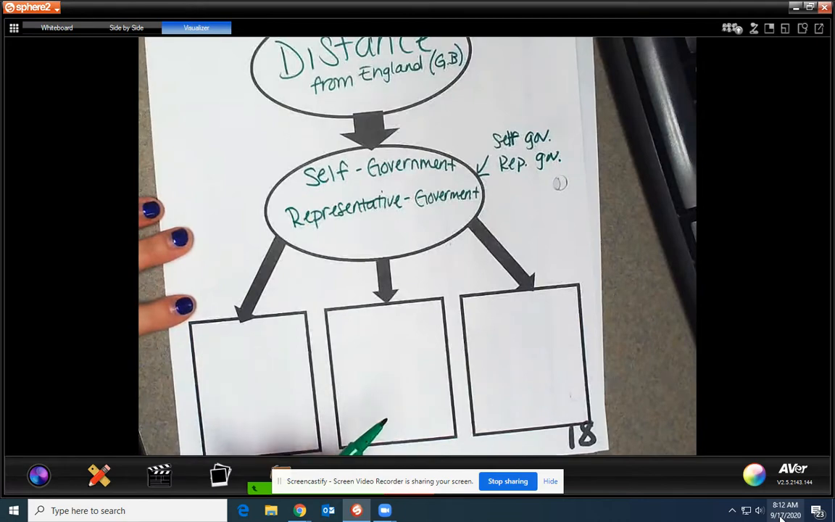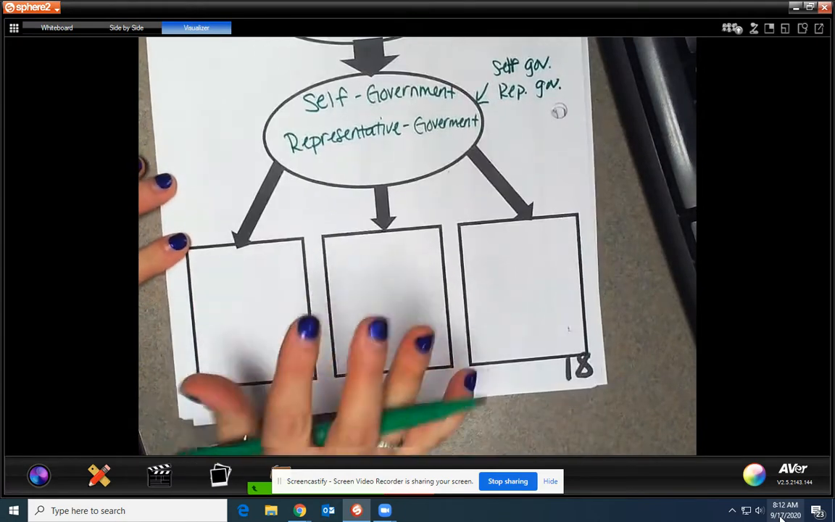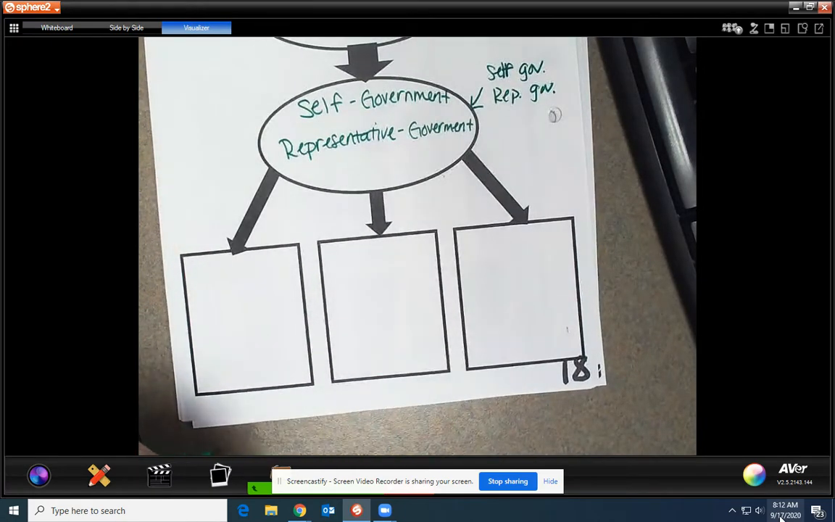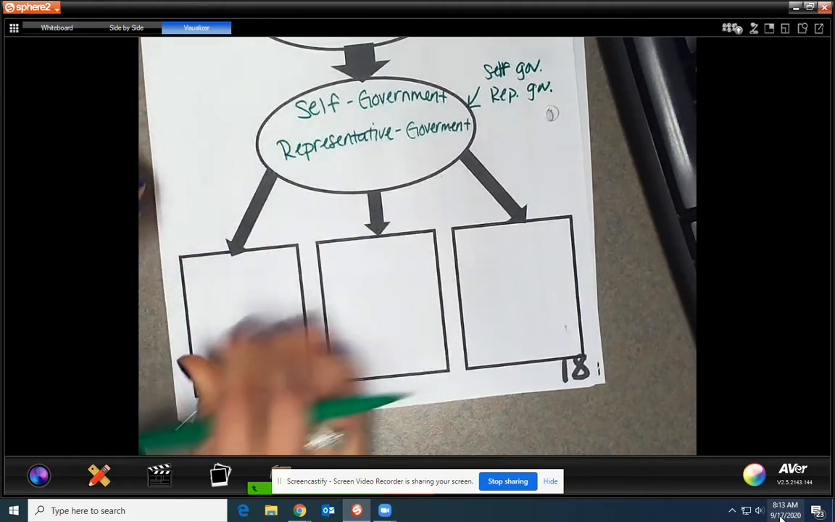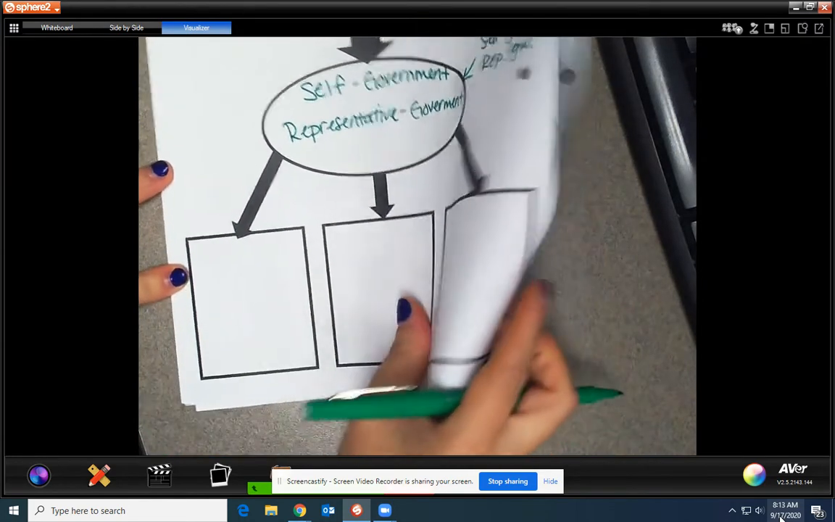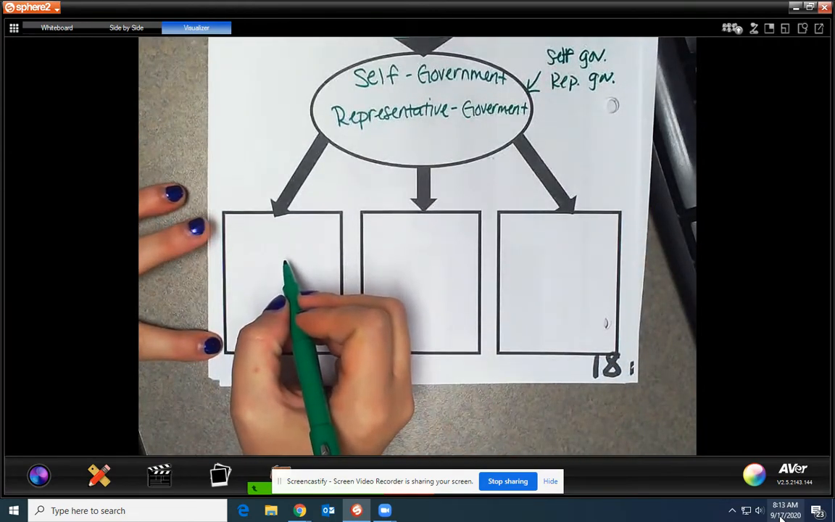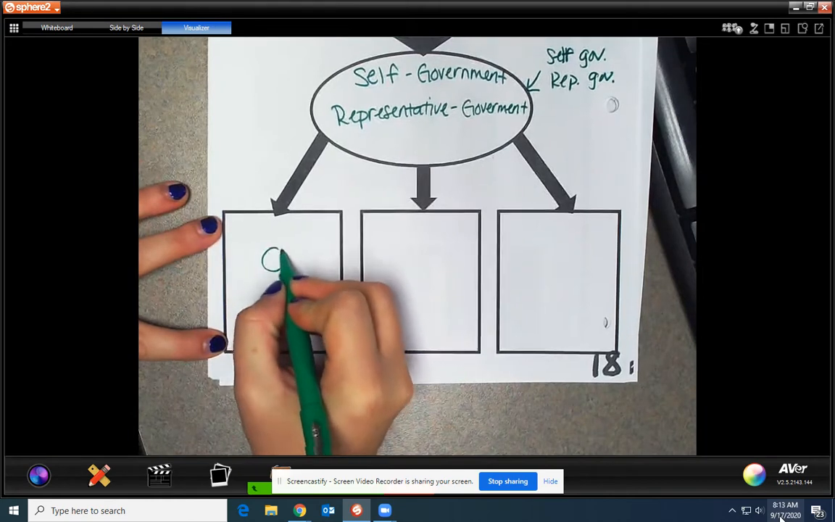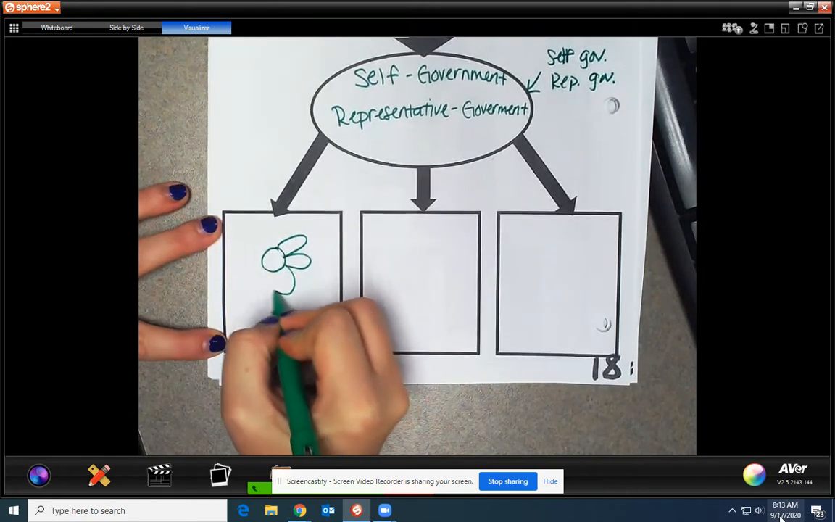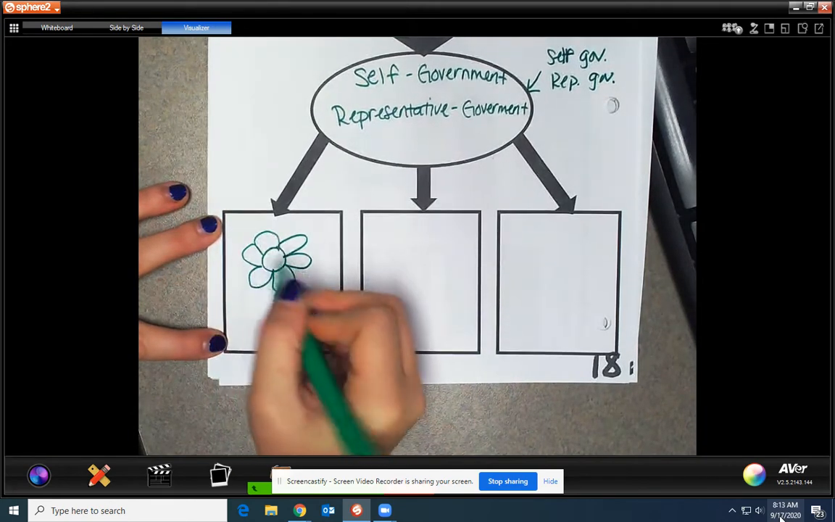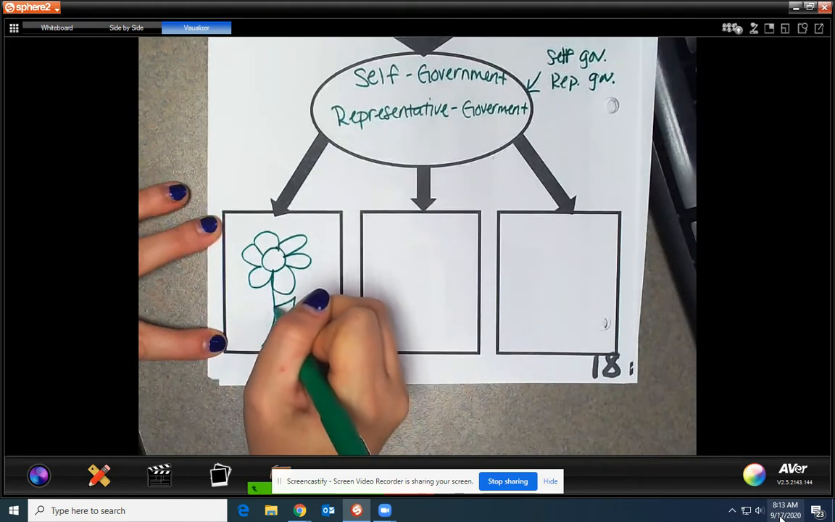Because of old documents hanging in a museum somewhere. So the first example, the only reason you are learning about these is because they are examples of self-government and representative government. So the first example, you're going to draw a flower like this. And again, mine's ugly, with 2 leaves.